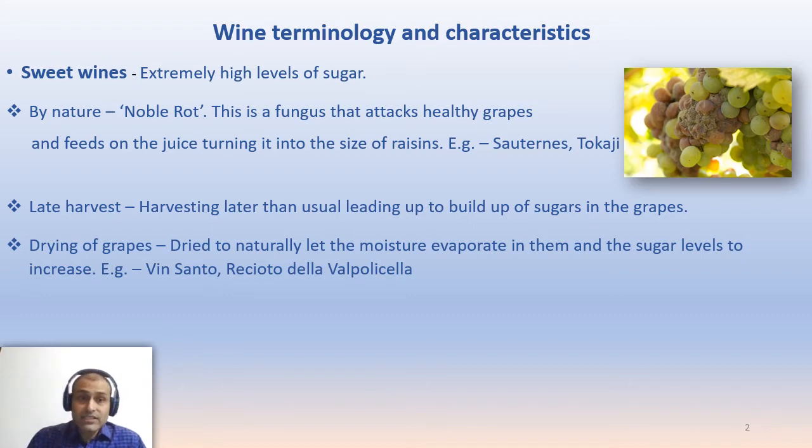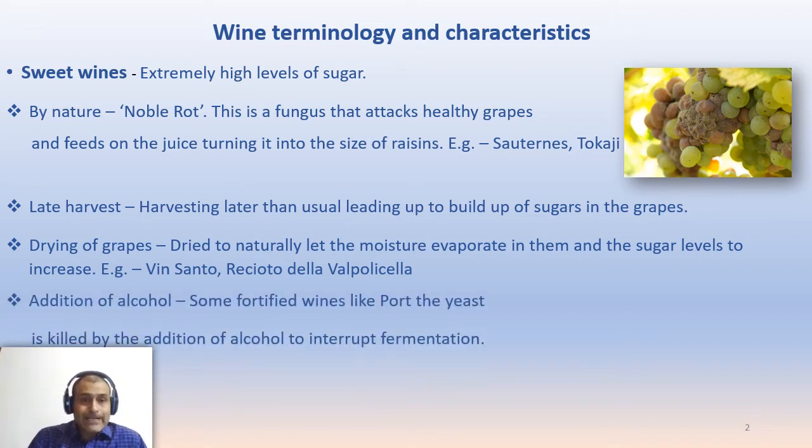Some examples are Vin Santo, which is made in Italy and also in Greece, and Recioto della Valpolicella, which is a very old wine from the Valpolicella region in Italy. These two wines are made in the same exact way by drying the grapes. There can be one particular grape, or a mix of a few grapes in this. And then obviously you do your fermentation with these grapes which are high in sugar content, and you get a wine which is definitely sweeter.